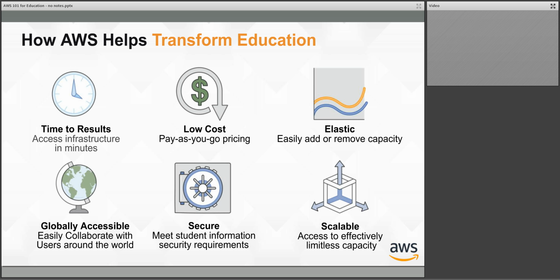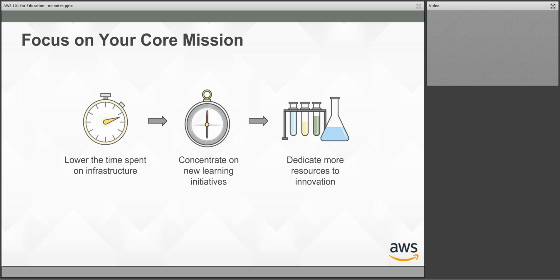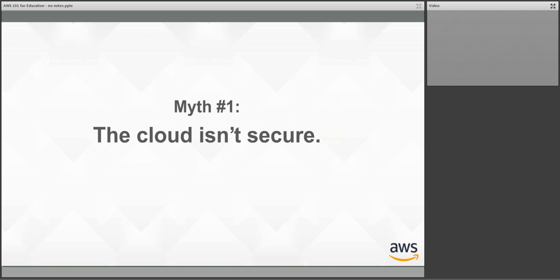AWS, the platform's globally accessible. I'll talk a little bit about regions here coming up in future slides. And then the most important one here that we have is security. Security is the number one priority for AWS. With all these things, it allows you to focus on your core mission. So it lowers the time that you spend building and maintaining infrastructure, and you can actually concentrate on new learning initiatives. You can concentrate on the research that you're doing. You can focus on the core concept of serving students.